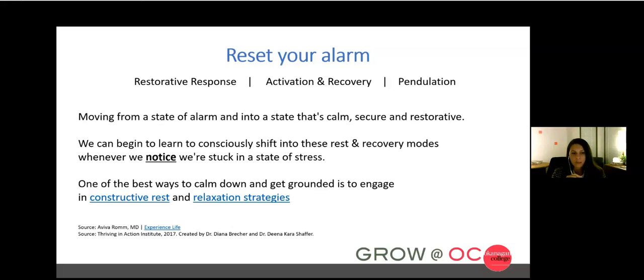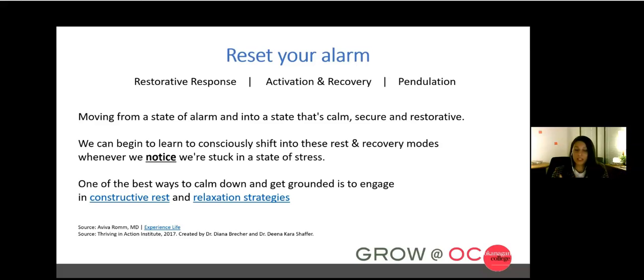So going back to the clip with the little video with Dr. Eliza, she mentioned the idea of activation and then recovery. So I have a couple terms here. I have restorative response, activation and recovery, the idea of pendulation, and I'm going to use them all interchangeably, but the gist is that we want to move from that state of alarm, state of really feeling overwhelmed, into a state that's more calm, secure, and restorative. It's the idea of pendulation. So moving from experience of stress into a state of relaxation and calm, because that's when the body does all that fantastic work that she was mentioning.